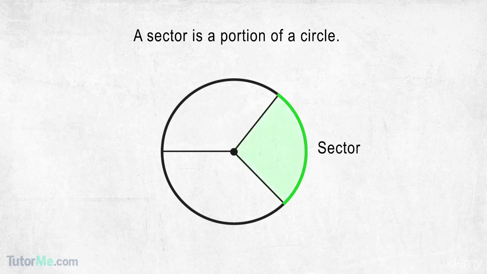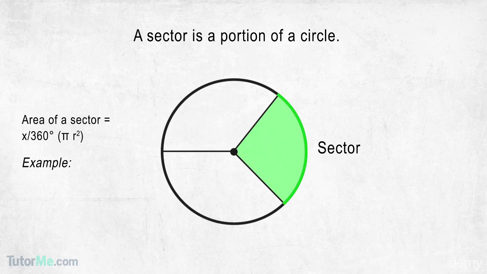A sector is a portion of a circle. The area of a sector can be calculated using the formula x divided by 360 degrees times pi r squared. For example, let's use the same circle we've used in the last examples. A circle with a radius of 4 and a sector with an angle of 80 degrees. Find the area of the 80-degree sector.